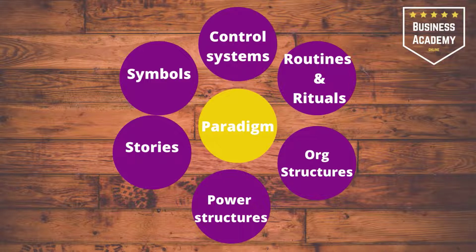The cultural web looks like a flower. Right in the centre we have the paradigm, or the underlying assumptions of the organisation. And throughout, the paradigm is impacted by these petals, if you will, these circles around it. So I like to think the paradigm is impacted by them, but the paradigm also has an impact on these other areas. So these six sections that you need to learn are control systems, routines and rituals, organisation structures, power structures, stories and symbols.